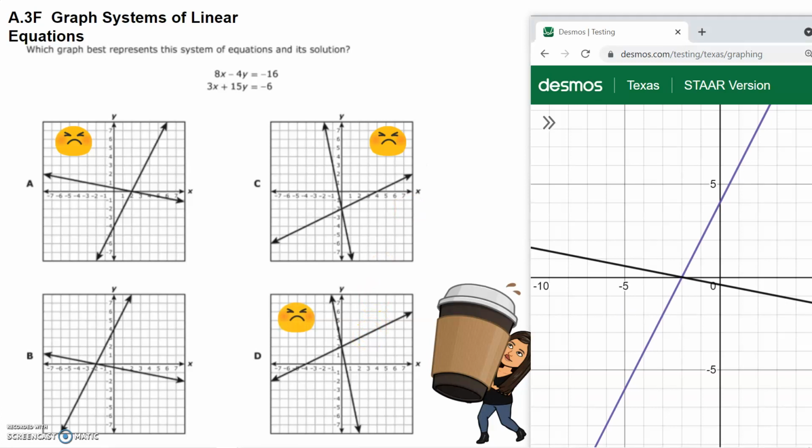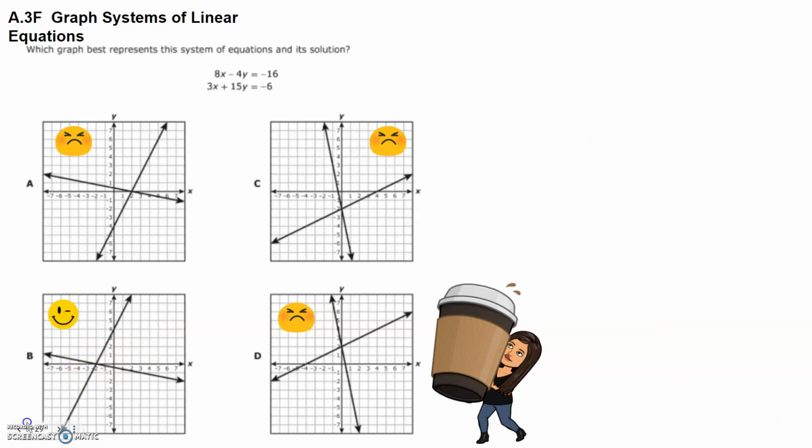This one is the same thing because it's crossing up here, and this is crossing to the side. The only one that's crossing to the left side is this one right here. So again, that is our answer.